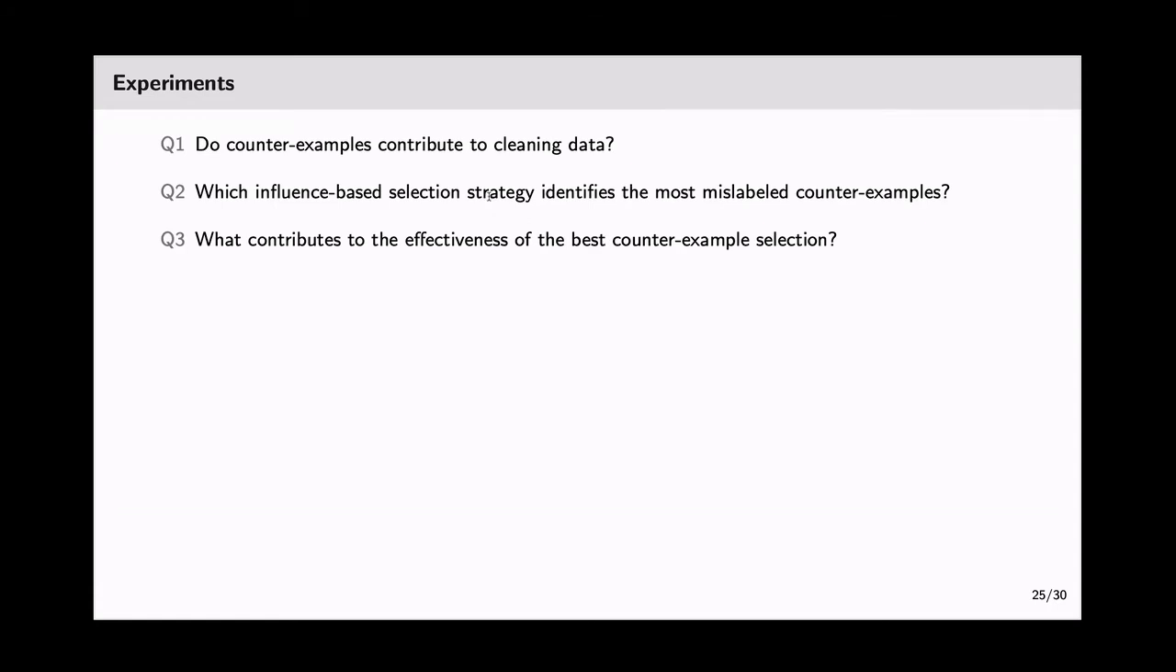So we validate our solution on a few data sets, and we try to answer these research questions. The first one is, are counterexamples useful if we want to clean our data set? The second question is, which influence-based selection strategy identifies the most mislabeled counterexamples? And the last question is, what contributes to the effectiveness of the best counterexample selection?